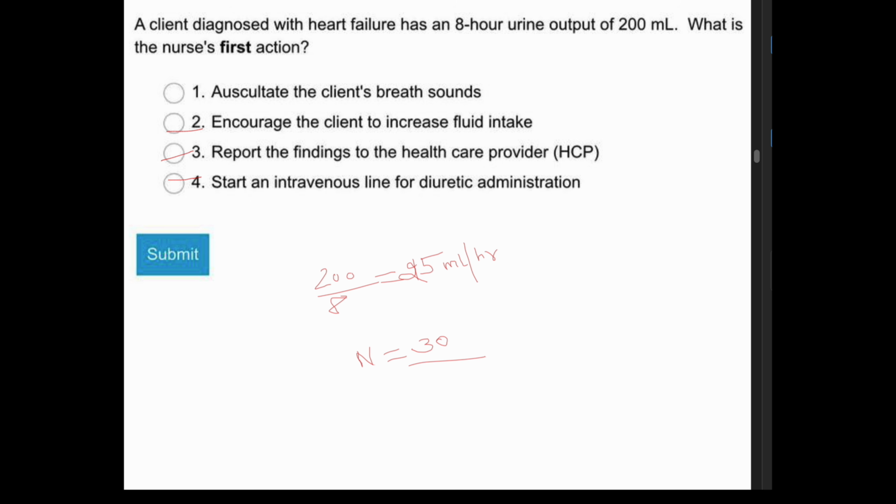Here's the big NCLEX rule you should remember. When you see words like first action, best action, initial response, always ask yourself, do I need to assess first before intervening or reporting to the healthcare provider? Because most of the time on the NCLEX, assessment comes before intervention.